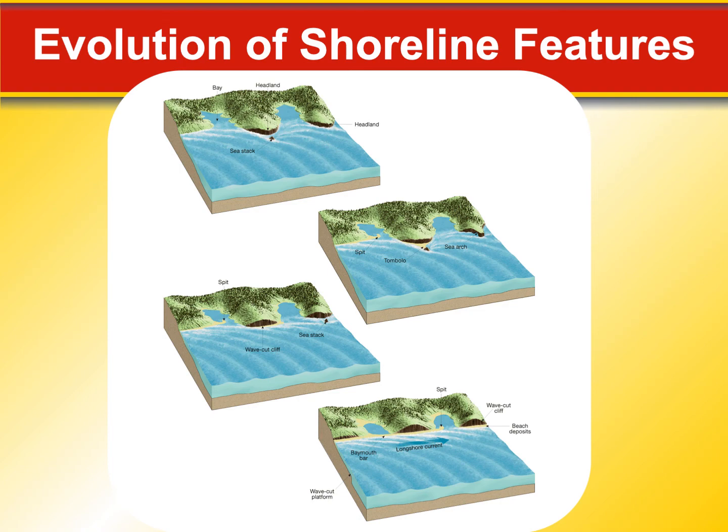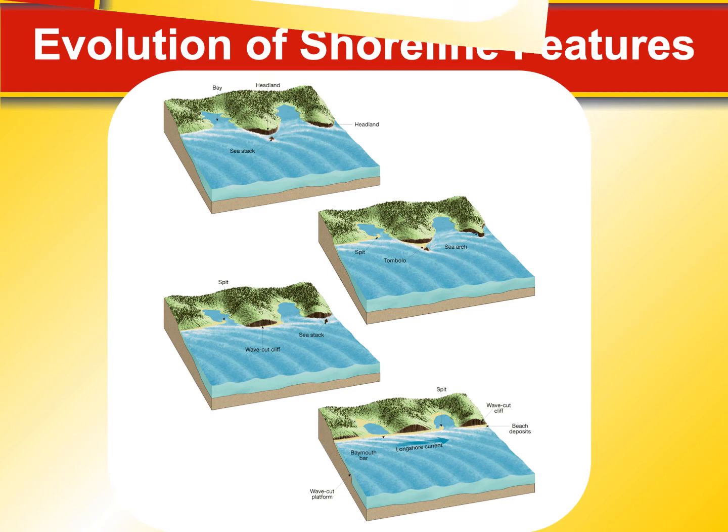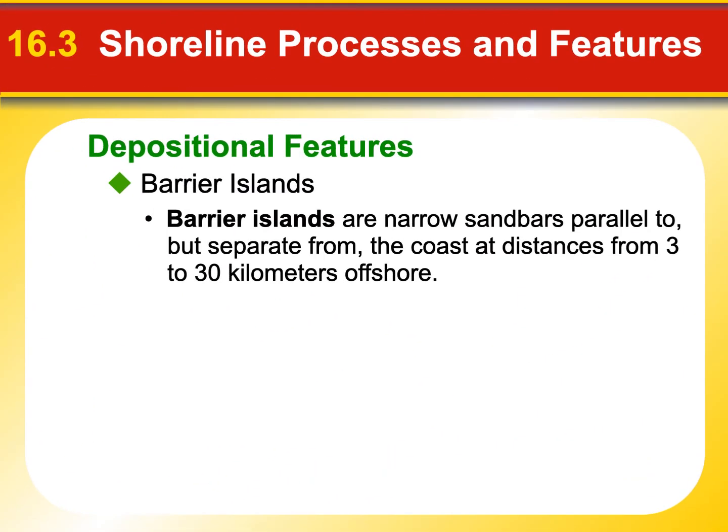Let's talk about another feature that's kind of unique. It's called a barrier island. So barrier islands are really just basically a long chain of sandbars that run parallel but don't connect with the actual coast. And they can be sometimes pretty far offshore. We actually have quite a few of these over on the East Coast.